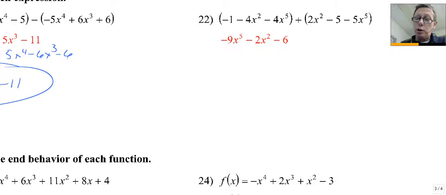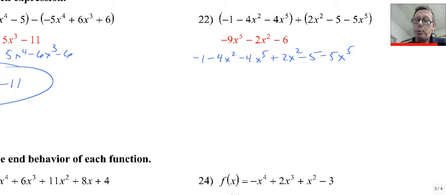Okay, the next one is also an addition and subtraction of polynomials. So I have a minus 1 minus 4x squared minus 4x to the 5th. Now distribute the plus in. Plus 2x squared. Distribute a plus to a negative 5 is a minus 5. And distributing a plus to a minus 5x to the 5th is minus 5x to the 5th.